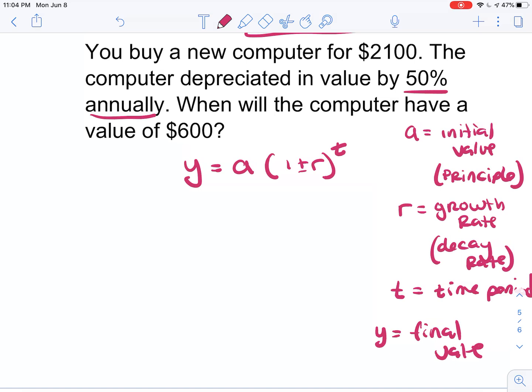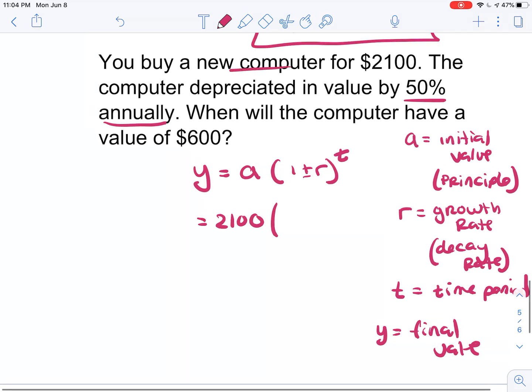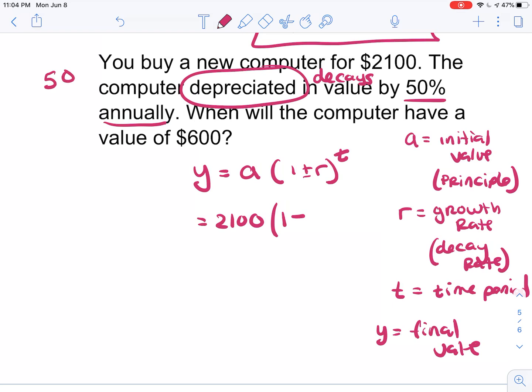So looking at this new problem, we have a new computer for $2,100. That's an initial value. And it says the computer depreciated in value by 50%. Thing to remember, depreciate means to decrease in value. It goes down, it decays. So this one is going to be subtracted by the decay rate written as a decimal. So 50% as a decimal, remember, you move the decimal over 2 places and we get 0.5.